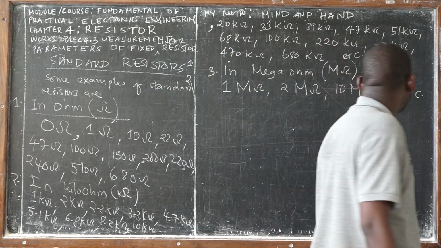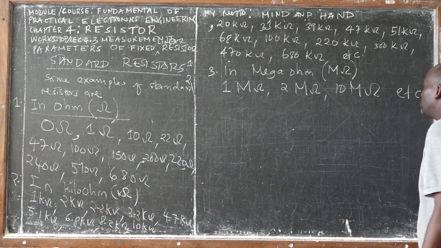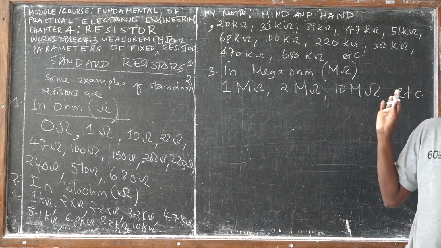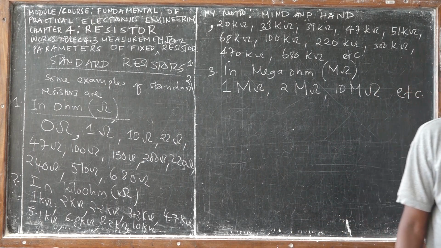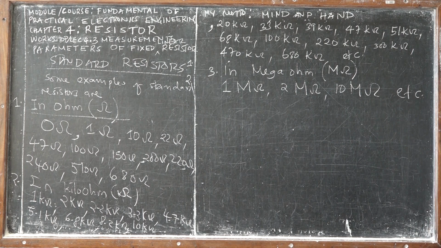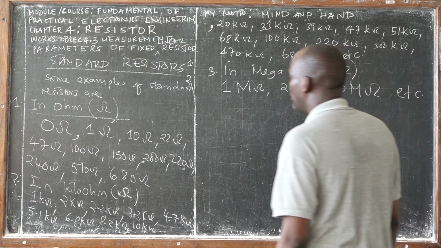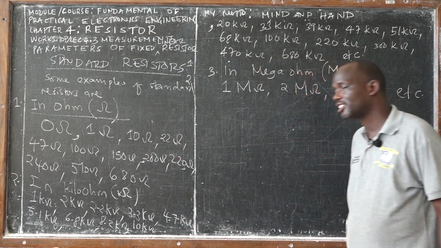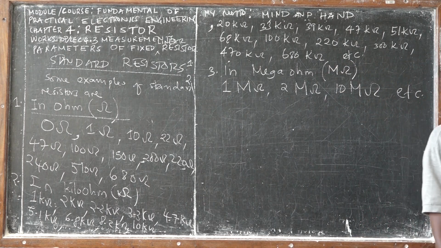So you can find that between 2 mega ohm and 10 mega ohm, we don't have any standard resistor in between. Okay? So listen. Can you examine these resistors and these resistors and then say how they relate?